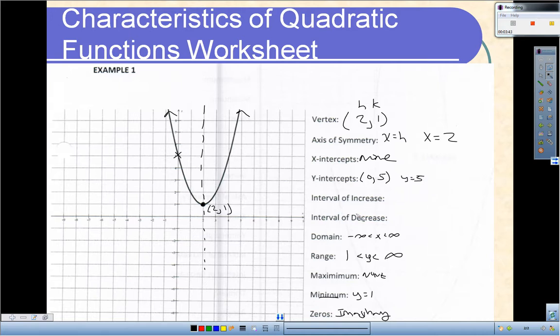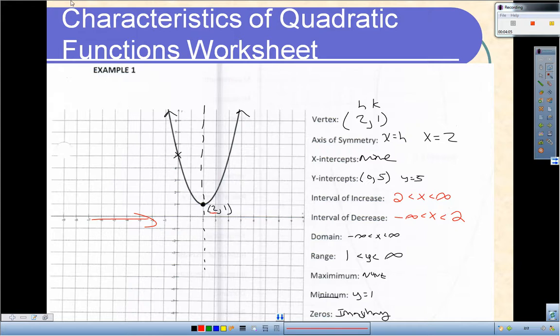The interval of increasing and decreasing, well, if I read my graph from left to right, I notice that my graph at first is decreasing. So it's decreasing from negative infinity to, where does it stop decreasing? We're going to look at the x value. The x value stops decreasing at 2. So from negative infinity to 2, it's decreasing. Then from 2 on to infinity, it's increasing. And that is all the characteristics for my graph.